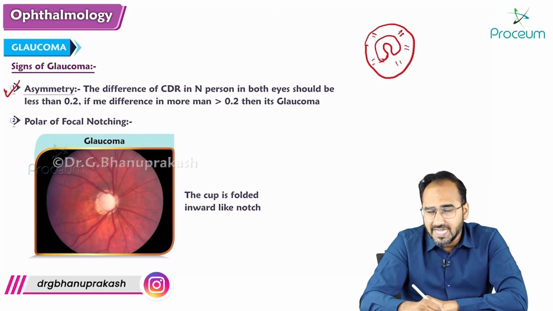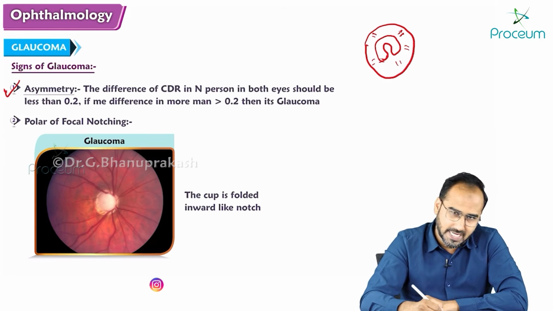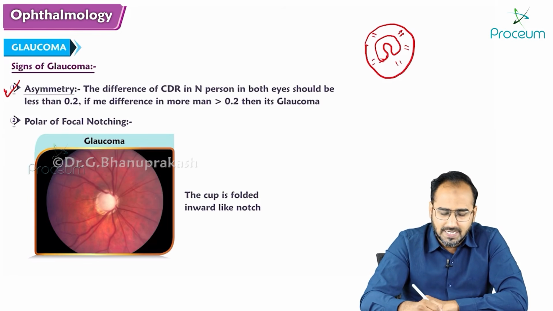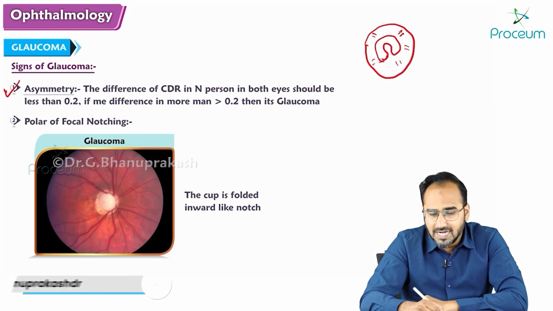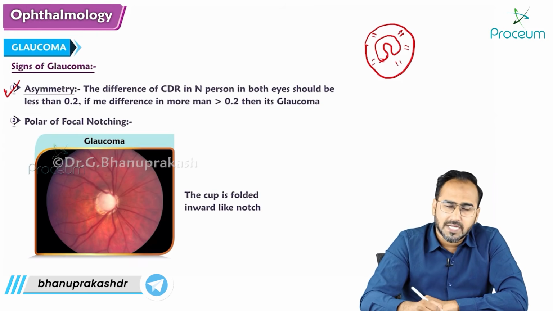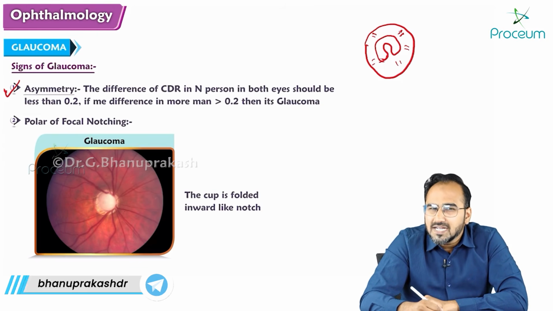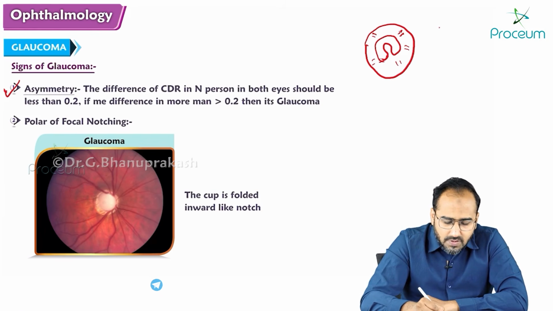We are discussing the signs of glaucoma. The first sign is asymmetry. The second sign is focal notching. The third sign is splinter hemorrhage. The fourth sign is what? The optic disc becomes pale, disc pallor. As the optic disc is becoming pale, what is the next sign that you see?